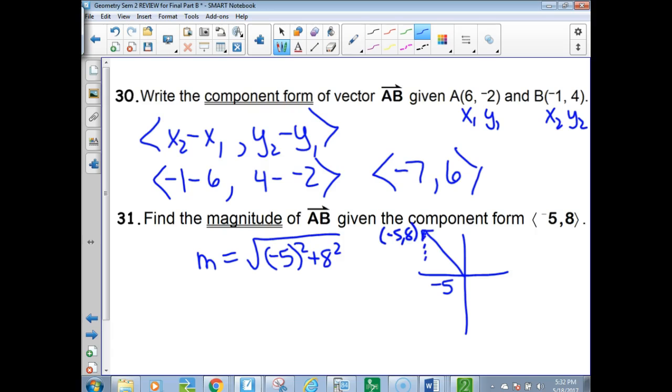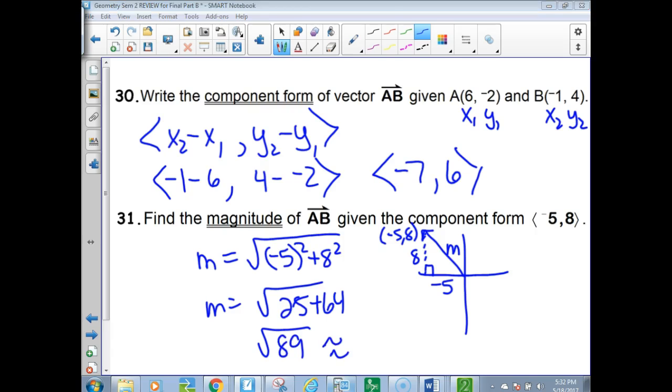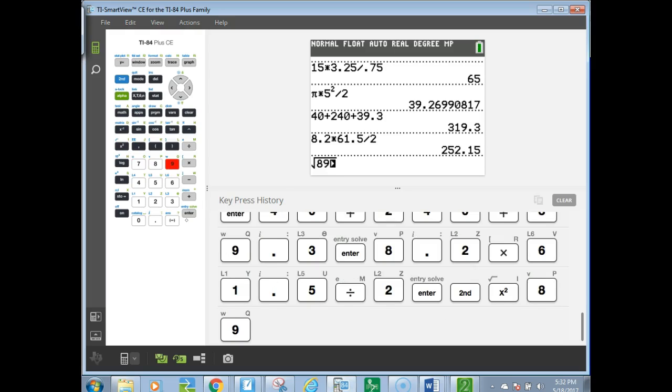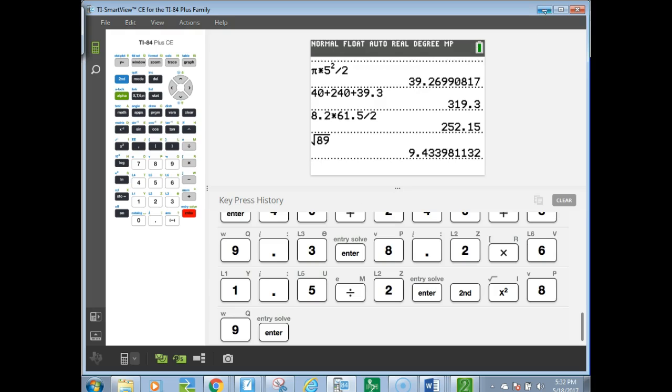So if I think about it like this, as a right triangle, that left 5 and this is 8, we would just do the Pythagorean theorem to find the magnitude. So you can just do 8 squared plus 5 squared basically, and then take the square root. This would be square root of 25 plus 64. So that's going to be the square root of 89, which is approximately 9.4.